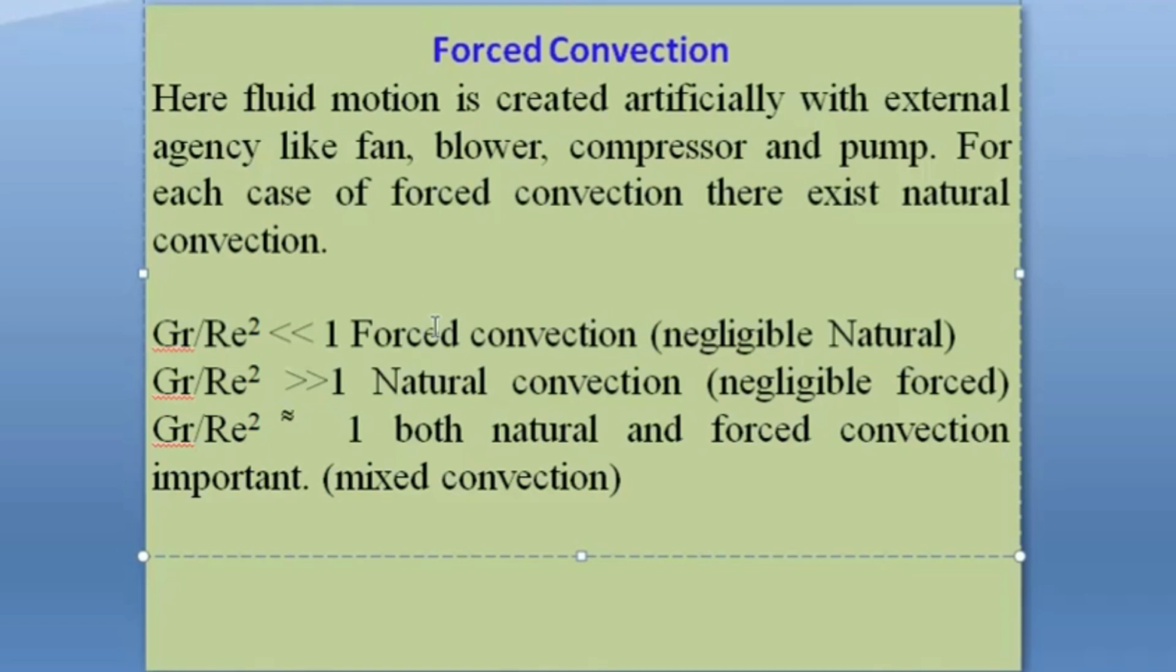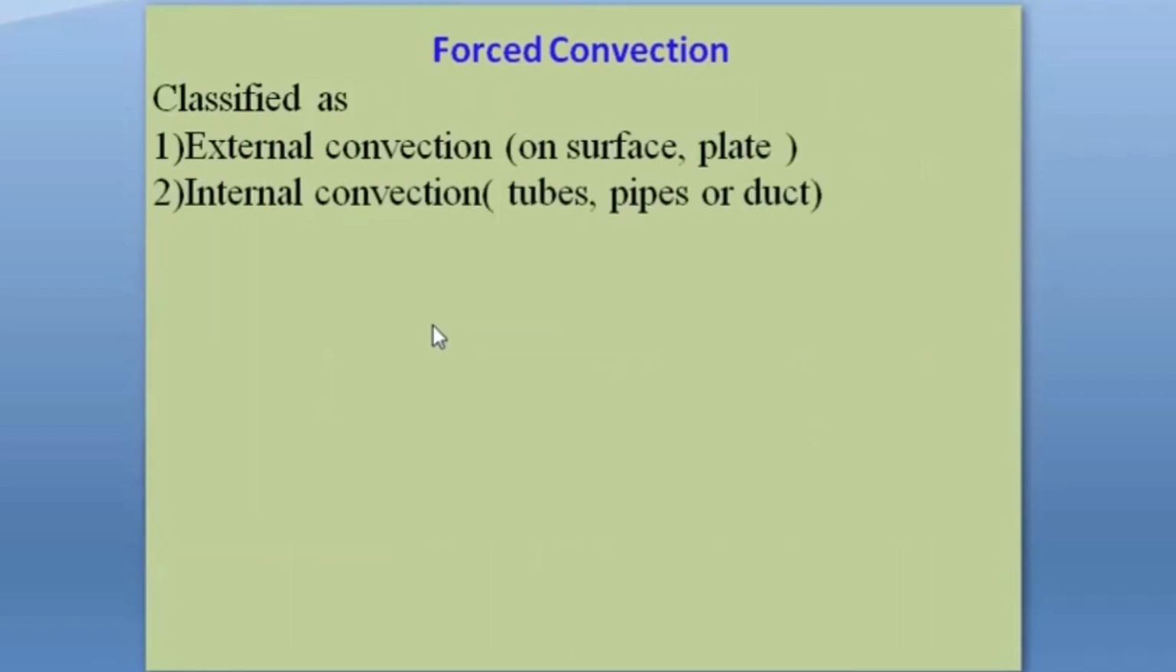But if Gr by Reynolds square is near to 1, then we can say both are important. Then it is called what? Mixed convection. Then we have to use the relation of mixed convection.